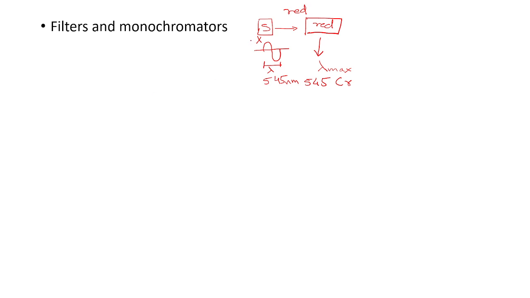You have to use filters and monochromators. These filters and monochromators will stop all the radiations. Only the lambda max radiation will be forwarded. Okay, so how do these filters and monochromators work? For example, a light filter, we'll discuss one by one. Here first we'll start with the absorption filters.